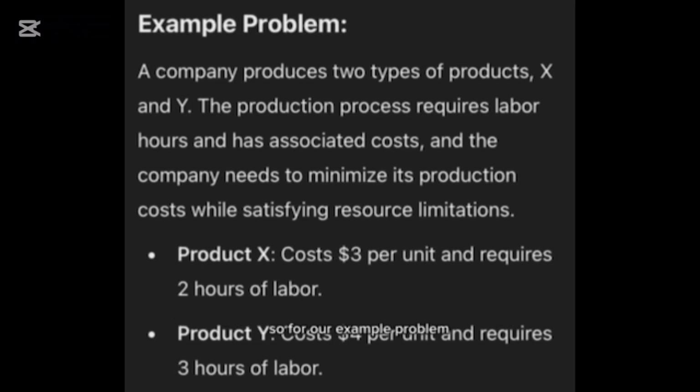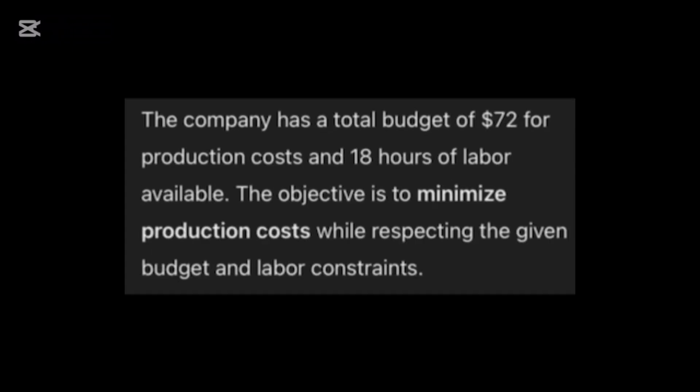So for our example problem, a company produces two types of products, X and Y. The production process requires labor hours and has an associated cost, and the company needs to minimize its production cost while satisfying resource limitations. The company has a total budget of $72 for production cost and 18 hours of labor available. The objective is to minimize production cost while respecting the given budget and labor constraints.